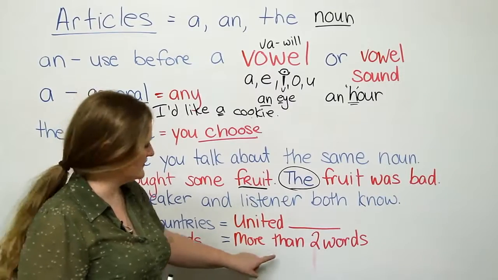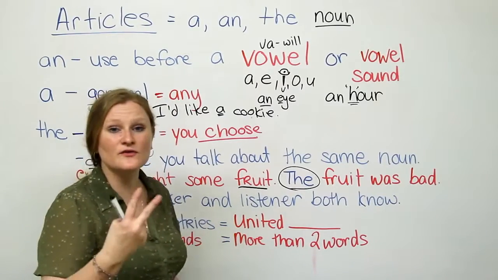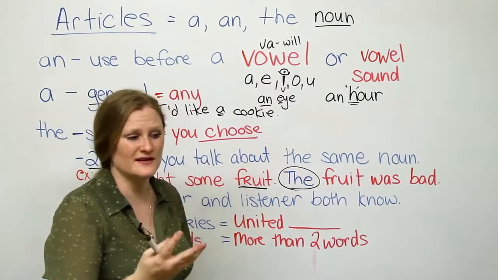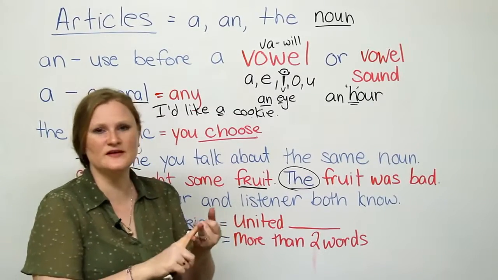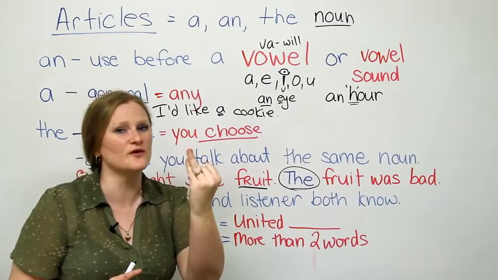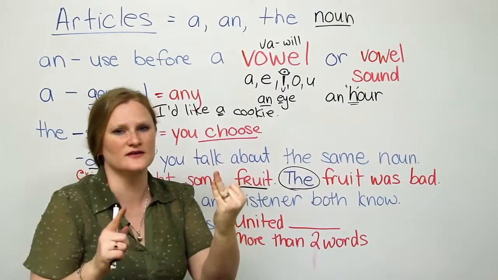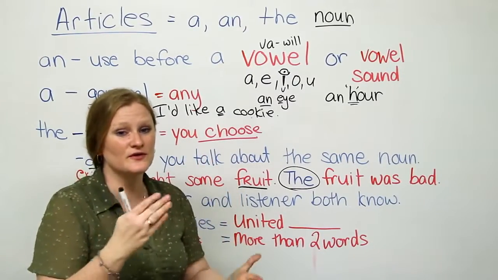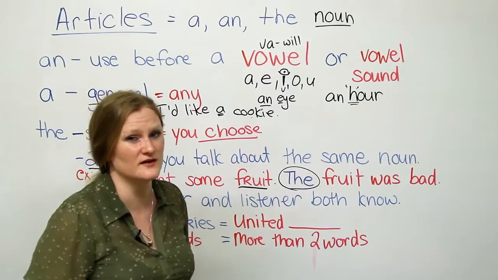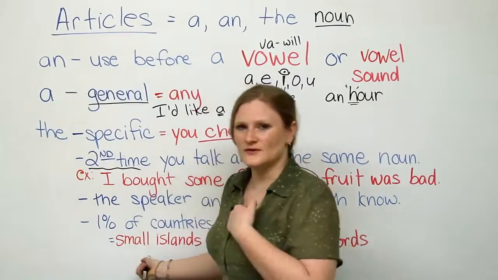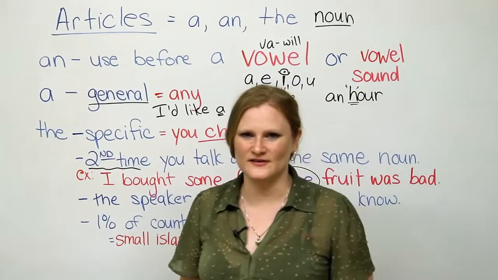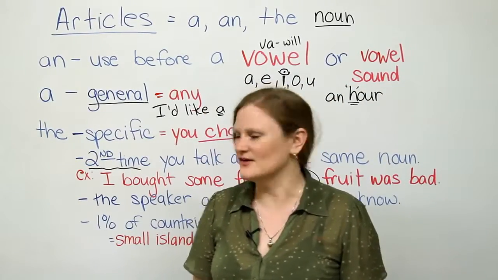The second one is if the country has more than 2 words in the name, you're going to say the. For example, New Zealand. New Zealand only has 2 words. I do not say the New Zealand. If it has more than 2 words, I have to put the in front of the country. The last one is the most difficult. If you were like me and did not do well in geography class, this one's hard.